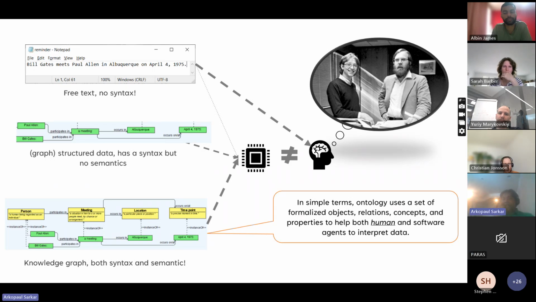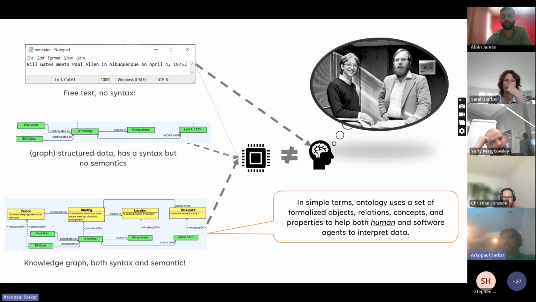Some reminder or email. You can observe that a sentence like that is very easy for humans to understand. You can clearly understand that it is talking about two people meeting on a certain date at a certain location. But a computer cannot understand that. It's very hard for a computer to understand this sentence.